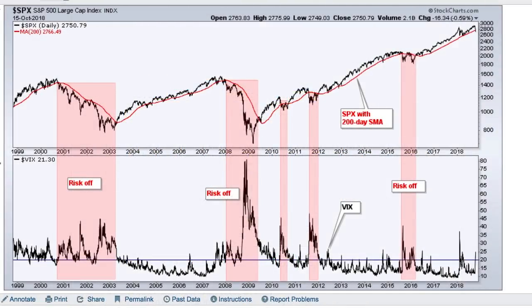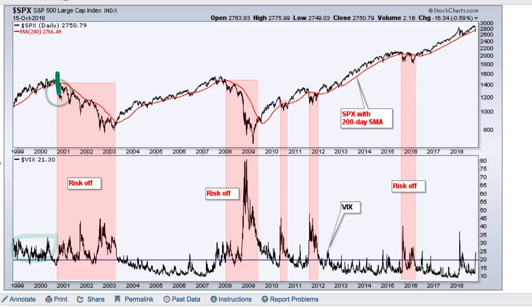This chart shows the S&P 500 with the 200-day moving average in red and then the VIX below to represent volatility. We did go through a change in the volatility regime, because you can see it was fairly high in 99 and at the beginning of 2000.